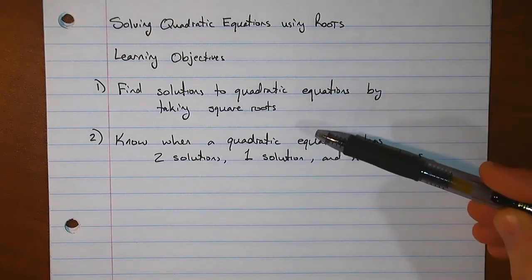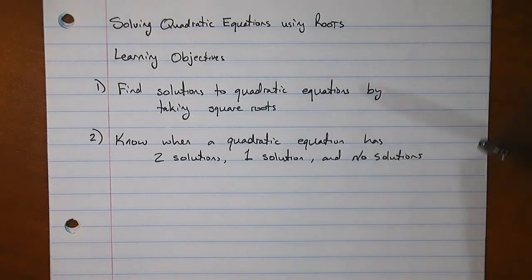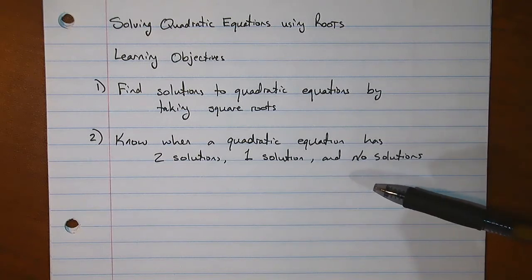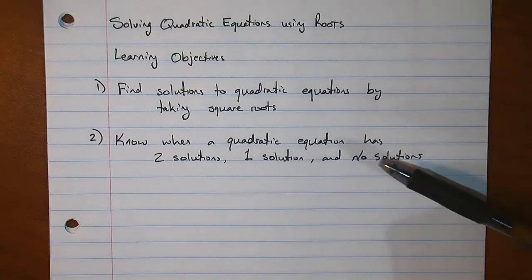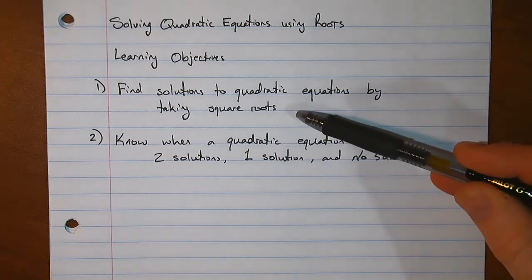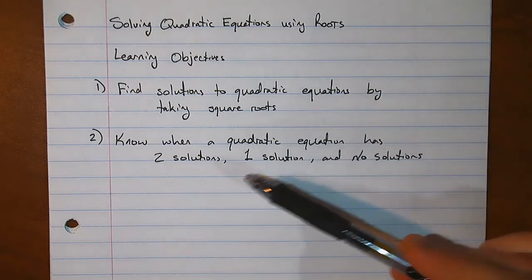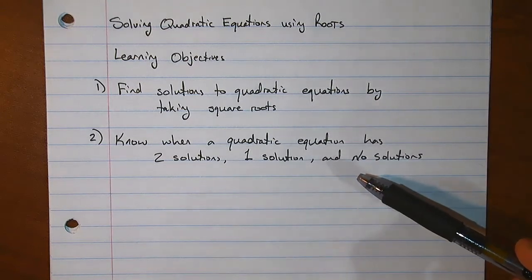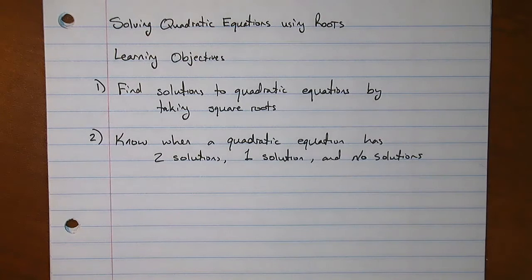So here are our 2 learning objectives. Find solutions to quadratic equations using square roots, and then know when a quadratic equation is going to have 2 solutions, 1 solution, or no solution. Now, specifically right here, we're referring to if you're using square roots, will it have 2, 1, or 0 solutions? Okay. So that's specifically what we're looking at.